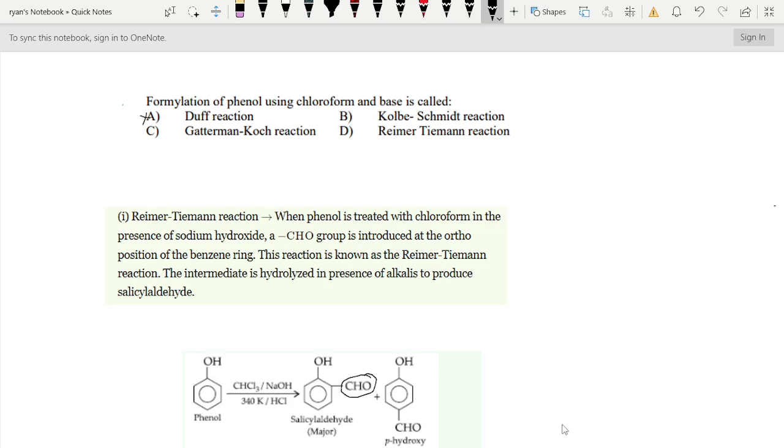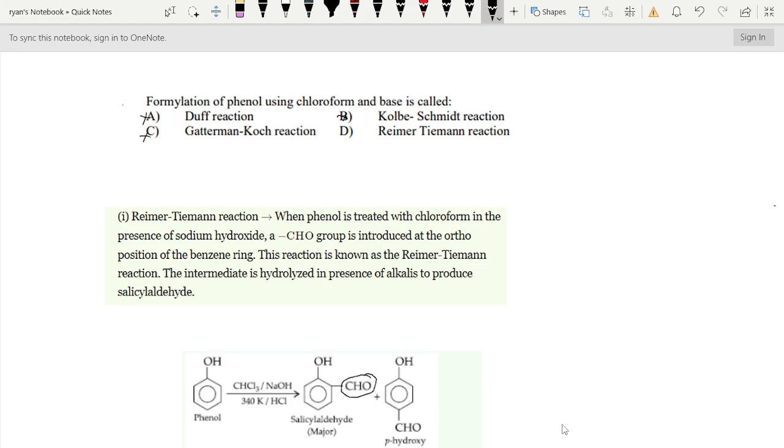Second one, Kolbe reaction. Kolbe reaction is a carboxylation chemical reaction that proceeds by heating sodium phenoxide, then treating the product with sulfuric acid. According to this question, this is also wrong. Then here the Gattermann reaction. In the Gattermann reaction, benzene is treated with carbon monoxide in acidic medium in the presence of anhydrous aluminum chloride to give benzaldehyde. This is also wrong. Then here the fourth one, that is the Reimer-Tiemann reaction.